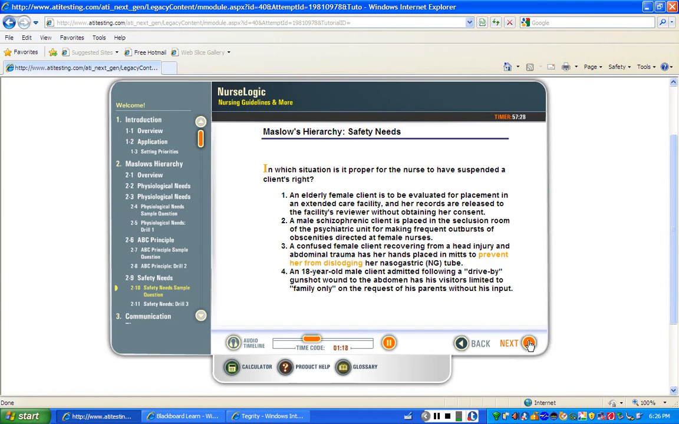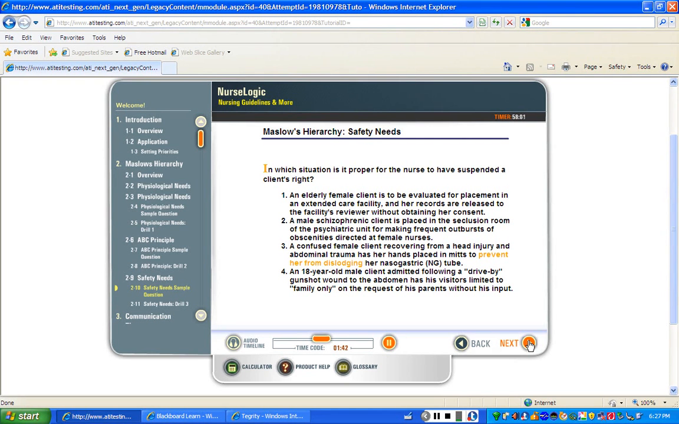Option 2. A male schizophrenic client is placed in the seclusion room of the psychiatric unit for making frequent outbursts of obscenities directed at female nurses. We can assign a minus sign to this choice. Laws regarding the seclusion of psychiatric clients are very clear. Unless the client is of danger to himself or others, secluding the client improperly for the convenience of or comfort of the nursing staff might be considered false imprisonment.